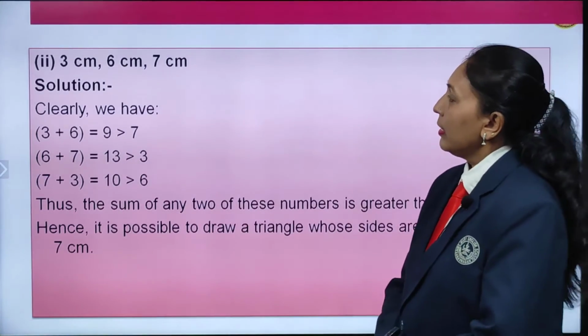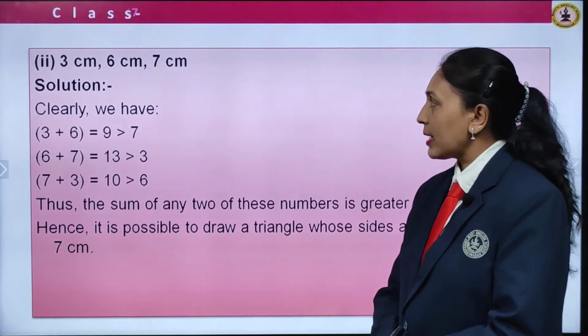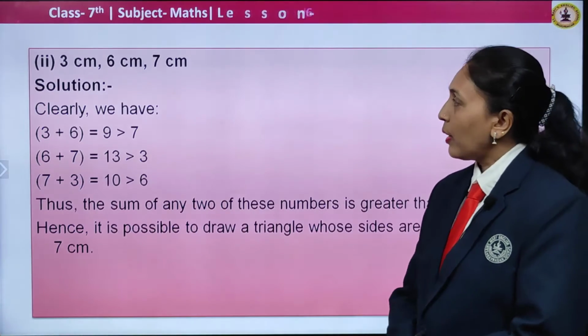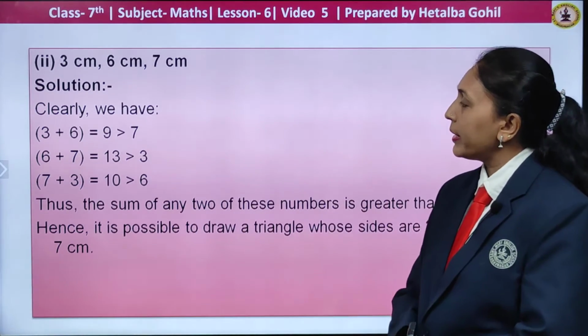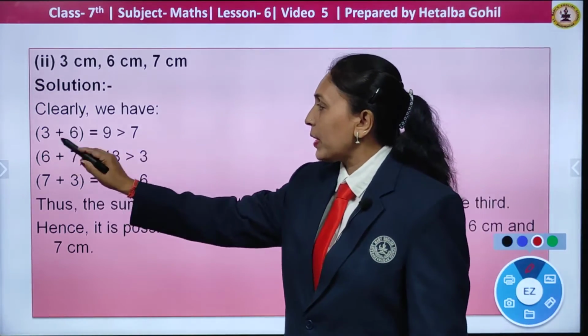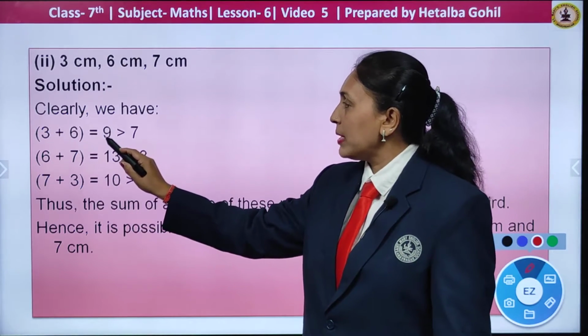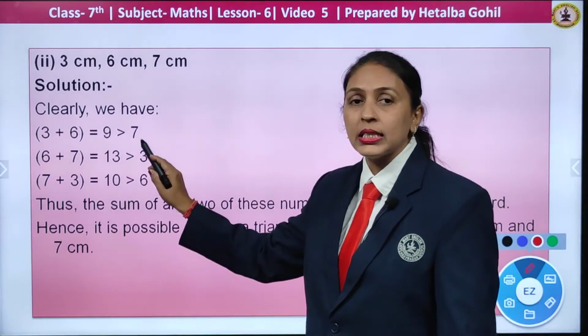Next, 3 centimeter, 6 centimeter and 7 centimeter. Now using that property rule, let us calculate it. The first 2 sides, 3 plus 6, is 9. That means the 2 sides' measurement is greater than the 3rd one.